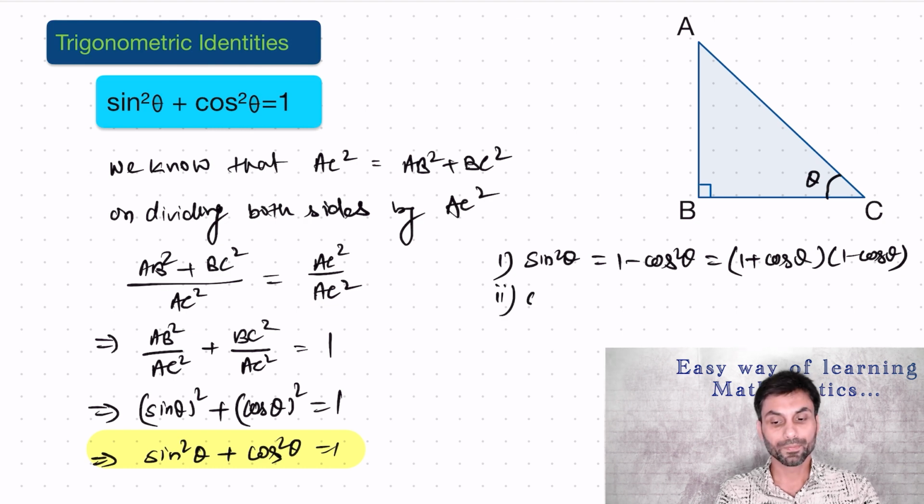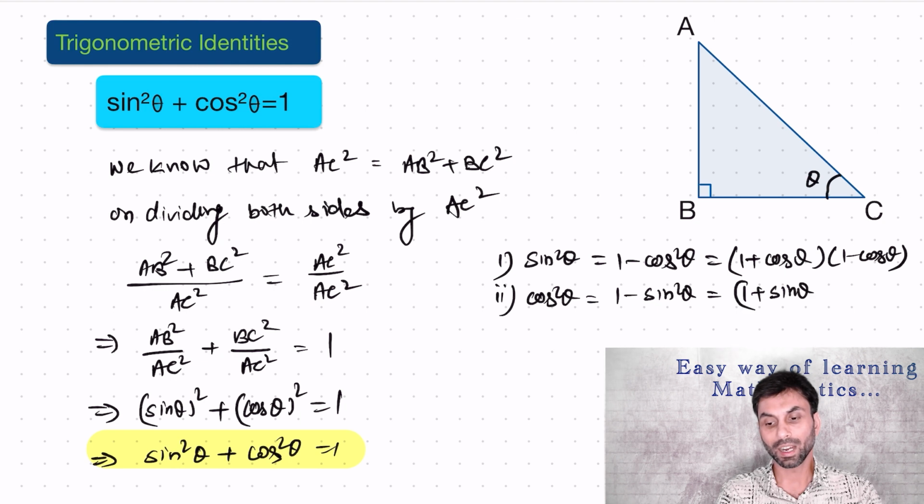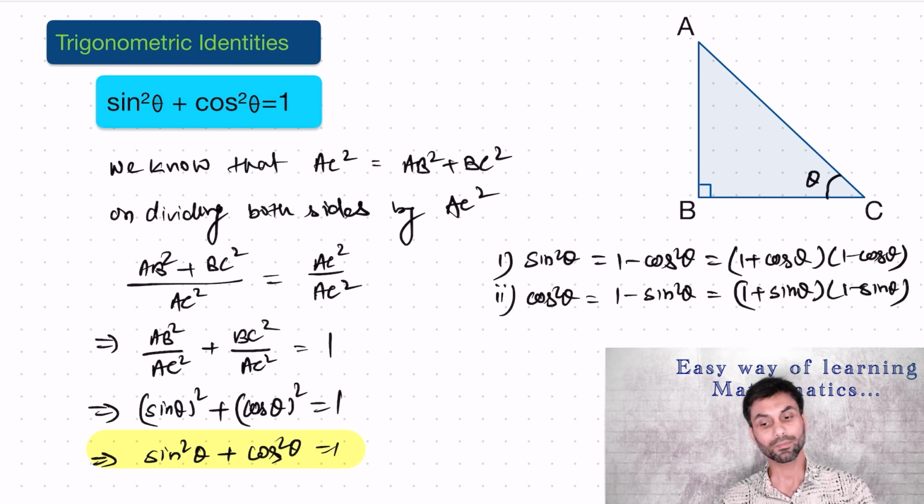Second one is cos square theta. Cos square theta, we can write as 1 minus sin square theta, which further can be written as 1 plus sin theta into 1 minus sin theta. And as we know sin square theta, we can even find sin theta also by just taking the square root of it. So this is about the first identity, sin square theta plus cos square theta, which is equal to 1.